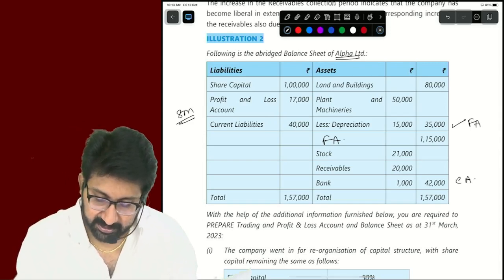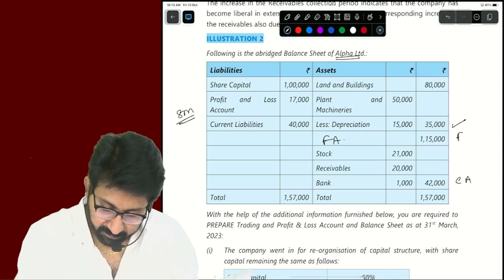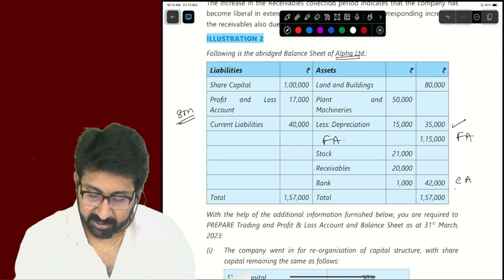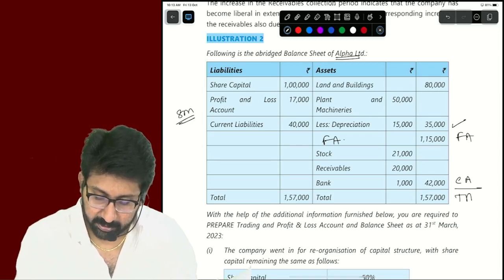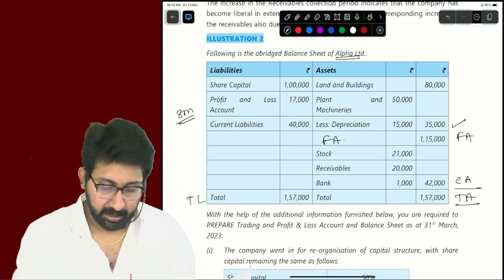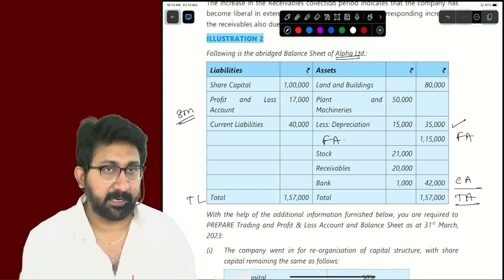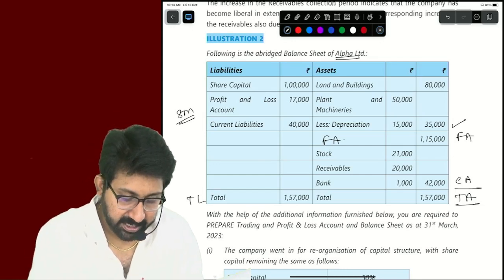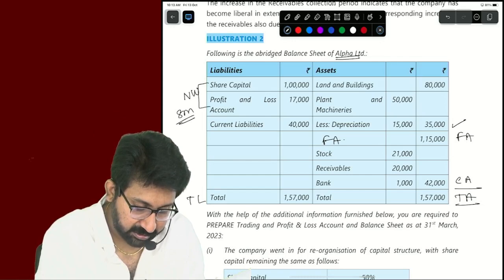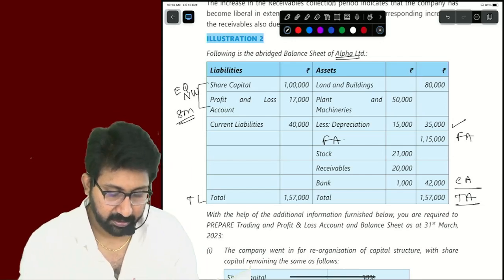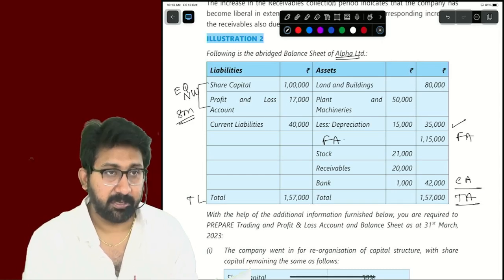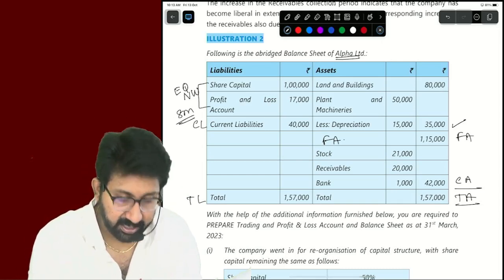Fixed assets, current assets. How much is the total fixed assets and current assets? This is the total assets. This is the total liability. Liabilities are divided into 3 parts. What are the 3 parts? Share capital and profit and loss account, which we popularly call net worth, also called equity. Next, current liabilities is how much? 40,000. This is a current liability.